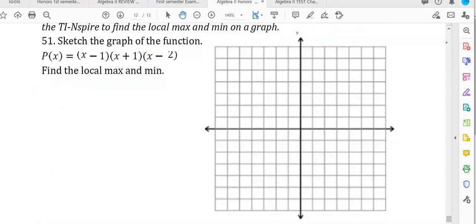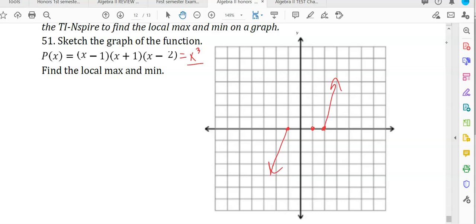So this is one of those sketching problems. This should be current stuff, so maybe not quite as difficult as some of the other stuff you've done, just because it's more recent. So 2, -1, and 1 would be my solutions. The end behavior, x to the third is the first term, so to the left is down and to the right is up.